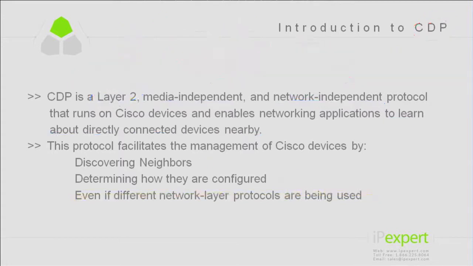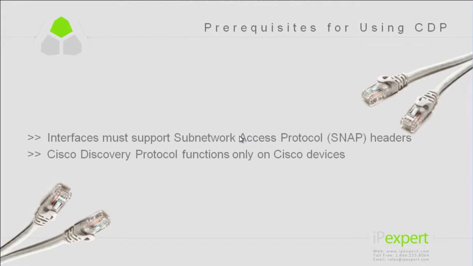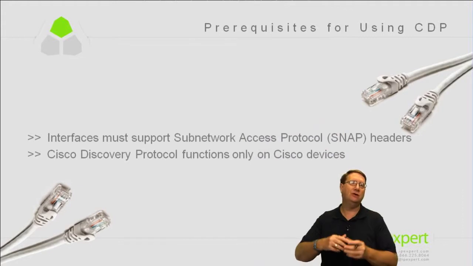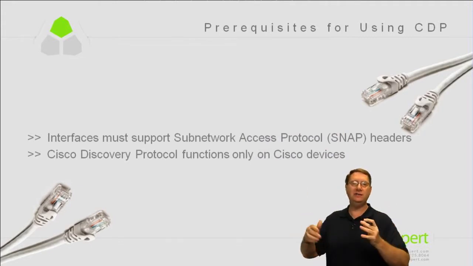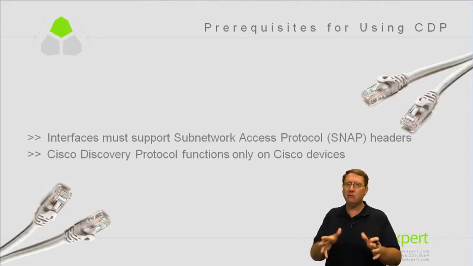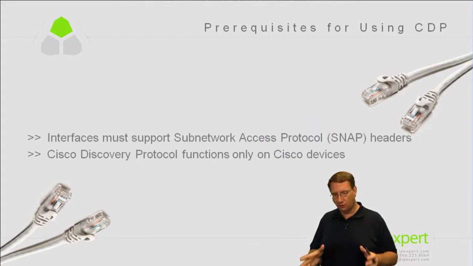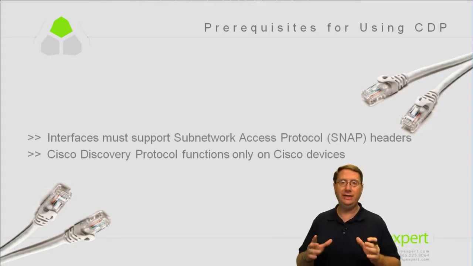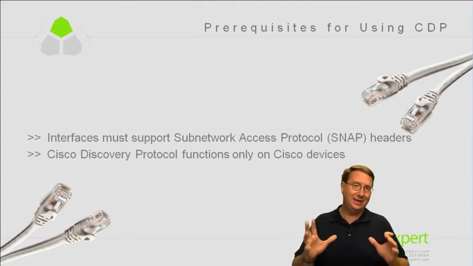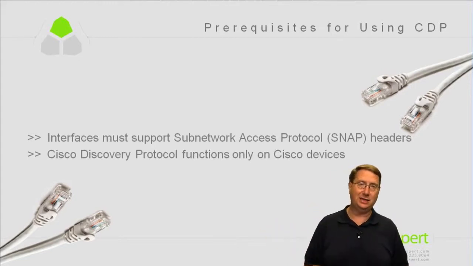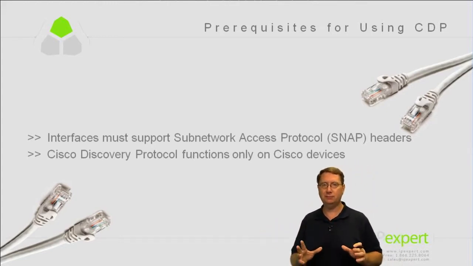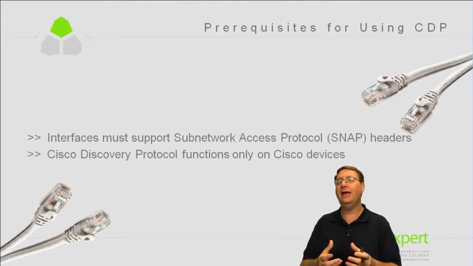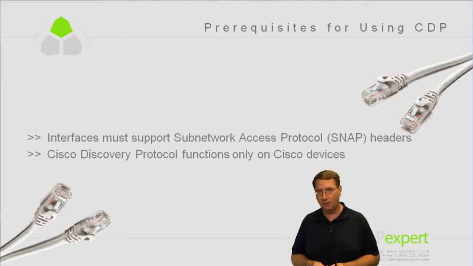That's the main payoff when it comes to working with a protocol like CDP, because CDP allows us to very quickly discover the nature of that infrastructure and all of these interconnections between our devices. But there are some prerequisites. So first of all, what we have to understand is that we need this idea of SNAP, Subnetwork Access Protocol. Subnetwork Access Protocol is the driving protocol, the enabling protocol that allows CDP to operate.